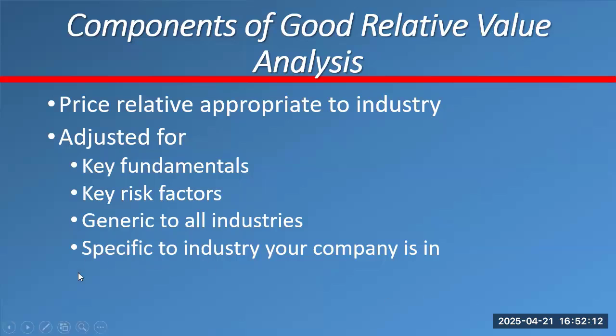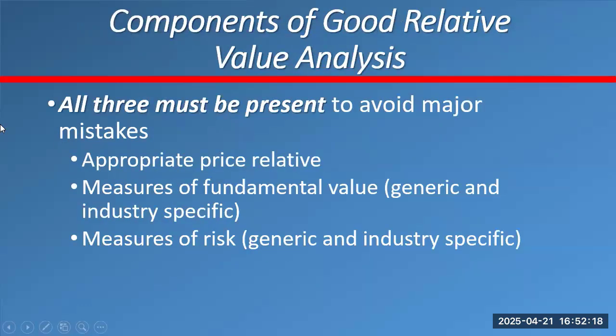So that's why the more complicated the job, the better, because you're learning stuff that they're going to pay you a lot for. And that's where it comes from in those really specialized areas. So the things that have to be present: you have to have the appropriate price relative. Appropriate in that it's correct, it's not an error, and it has to be right for the right industry. You have to have some measure of fundamentals, whether it's generic or industry specific, and some measure of risk, whether it's generic or industry specific.